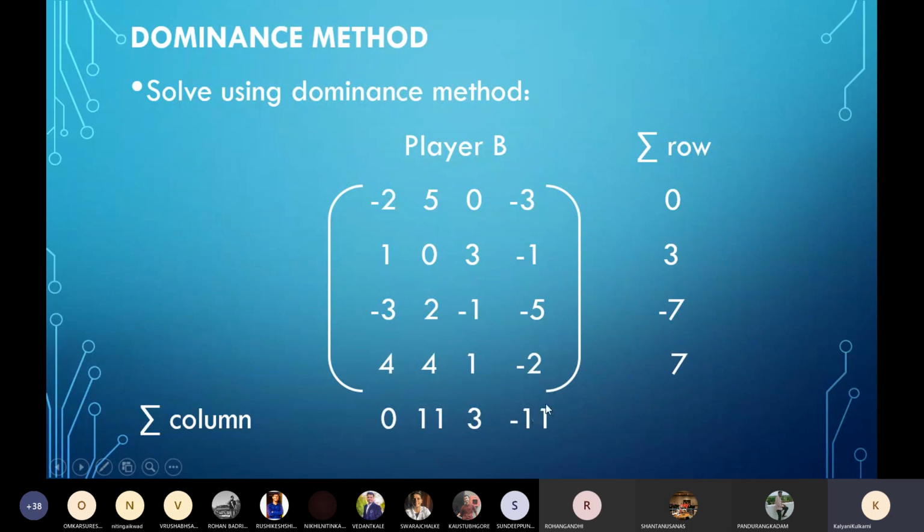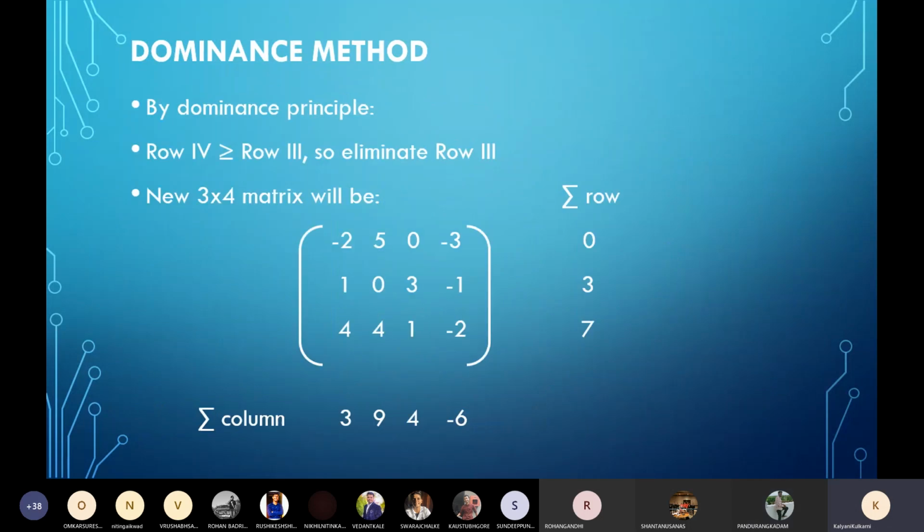So in the first step, I take the summation of each row and the summation of each column. Okay, everyone has done up to here? Take the row summation and column summation. Have you finished up to this, all of you? Yes? Yes, ma'am. Moving ahead.